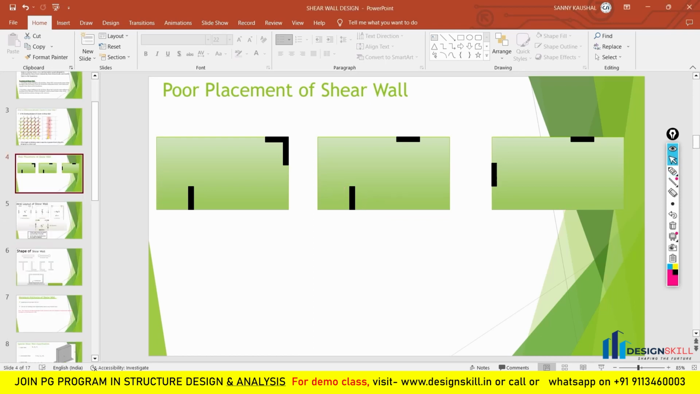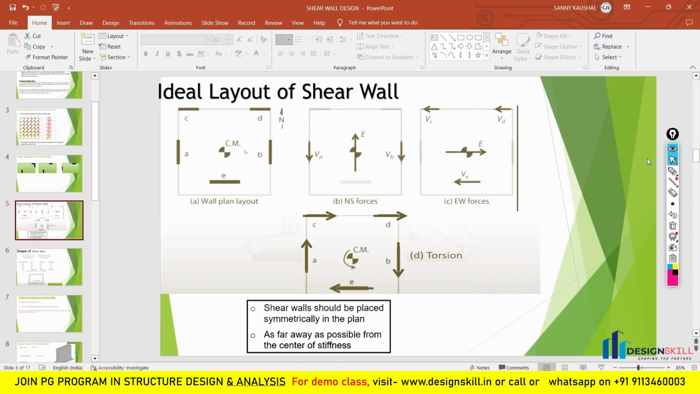Now let us look at the ideal location of putting the shear wall in our building. So what could be the ideal locations? I have already discussed in the poor location that when you distribute the shear wall lateral stiffness non-uniformly, you will get a torsion in the building. So if you avoid the non-uniform distribution of the stiffness, you will get a good location of putting the shear wall in your building.